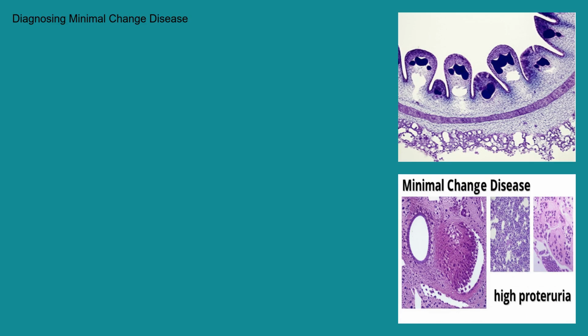Diagnosing minimal change disease usually involves a combination of clinical evaluation and laboratory tests. A urine test will reveal high levels of protein, confirming proteinuria. Blood tests are also essential to measure serum albumin levels, which will typically be low, and to assess kidney function. While the diagnosis can often be suspected based on clinical presentation and initial lab results, a kidney biopsy is often performed, especially in adults or cases that don't respond to initial treatment. Under a light microscope, the glomeruli appear normal, hence the minimal change. However, electron microscopy reveals the characteristic effacement of podocyte foot processes. Immunofluorescence studies are typically negative, meaning there are no immune complexes deposited in the glomeruli.